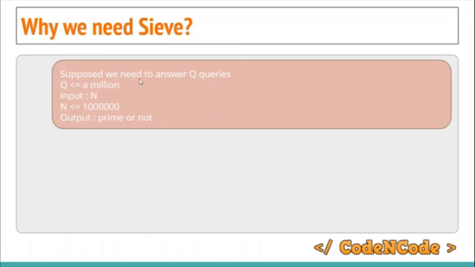So if you have 10 to the power 6 queries or 10 to the power 7 queries, you cannot each time go and check whether the given number is a prime number in square root of n time. If you do so, the overall complexity would be 10 to the power 9, or in the worst case you have to do 10 to the power 9 operations, and that would result in TLE.